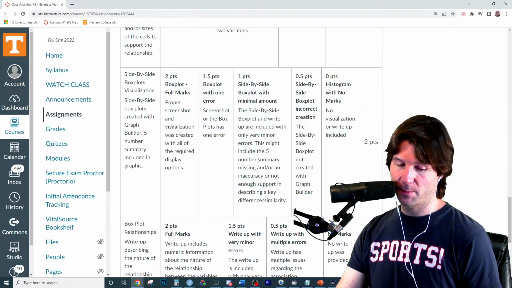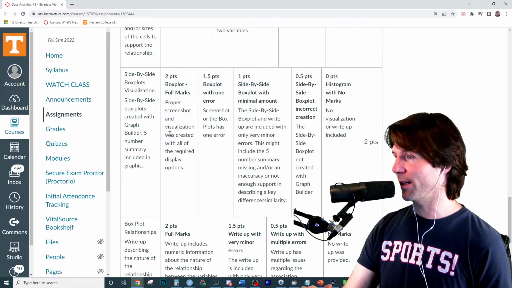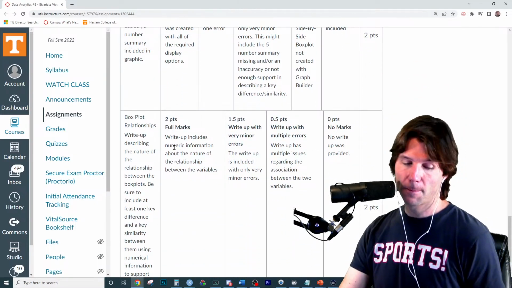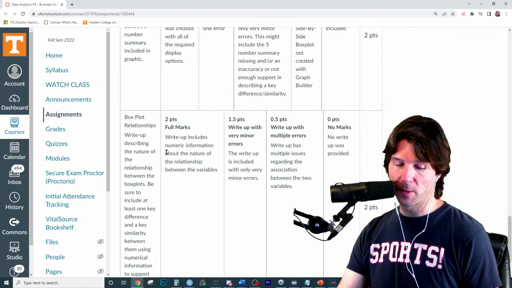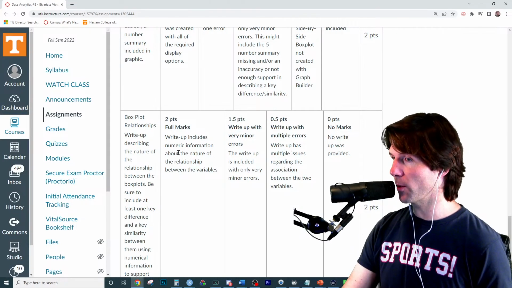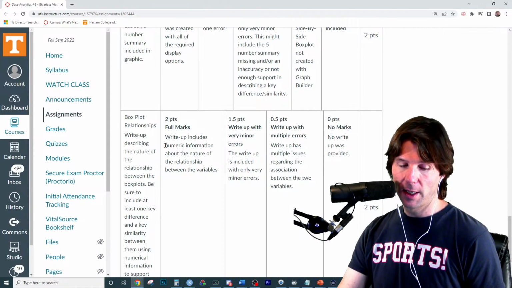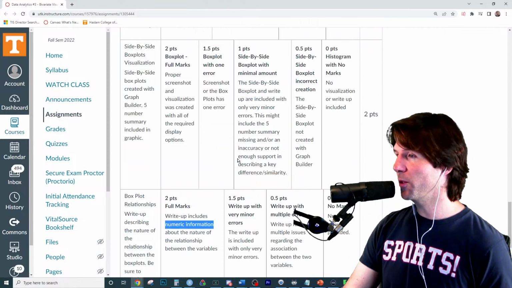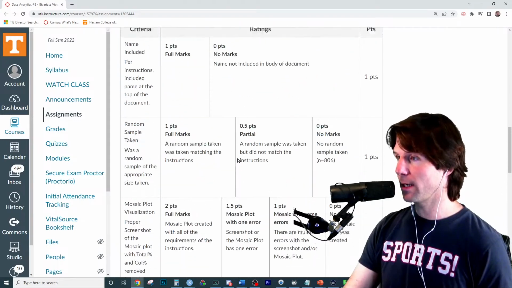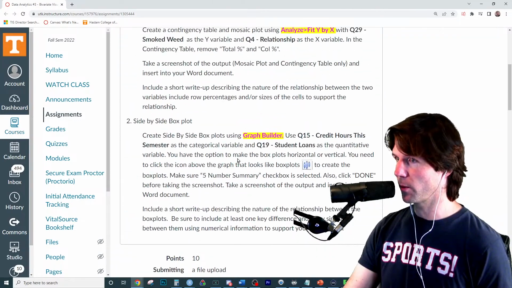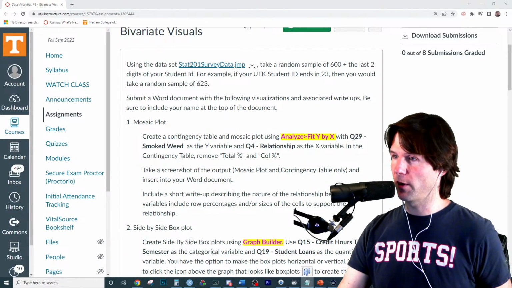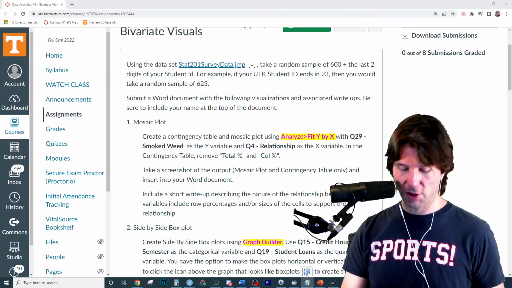Next, for the side-by-side box plot: proper screenshot, visualized right there with all displayed information. Write-up includes numeric information about the nature of the relationship, so usually people aren't going to give the numbers. It's better to write a little bit more than a little bit less. You could lose points if you write things that are wrong, but a lot of times people just don't write enough when they do the interpretations right here. So the mosaic plot, let's take another note right here. So getting started.